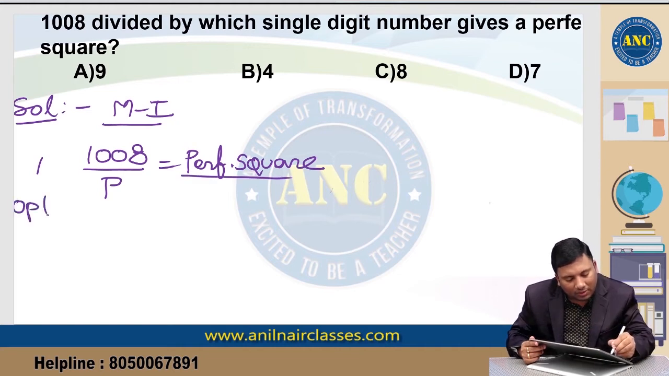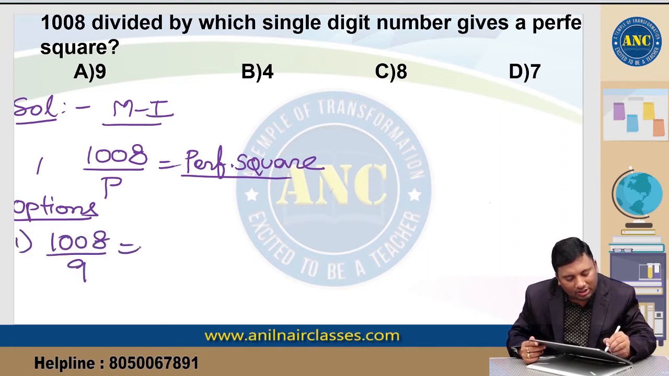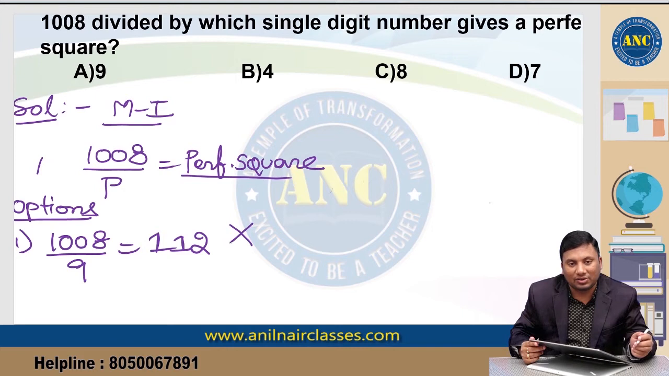So if I use the options method, first one, 1008 divided by 9, which is nothing but 9 11s are 99, which is 112. 112 is not a perfect square. Why? Because a perfect square never ends with 2, 3, 7 or 8.